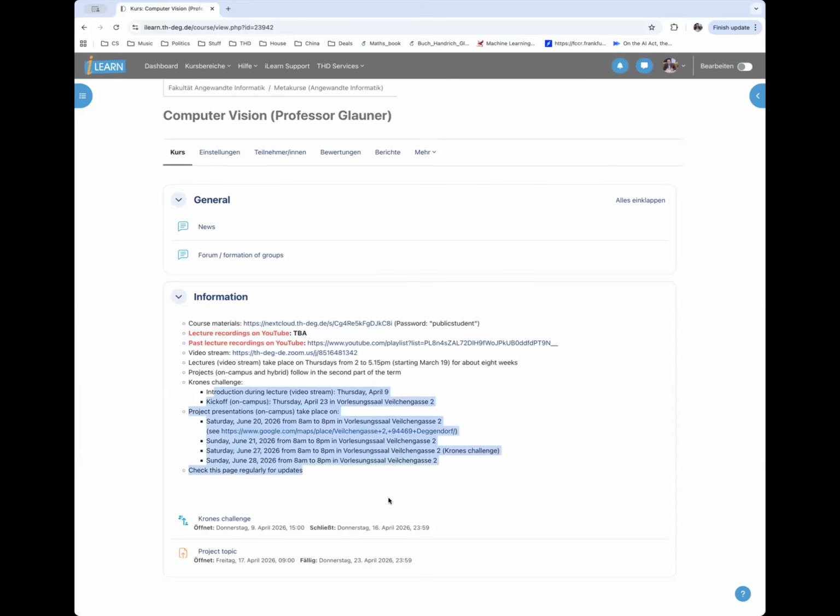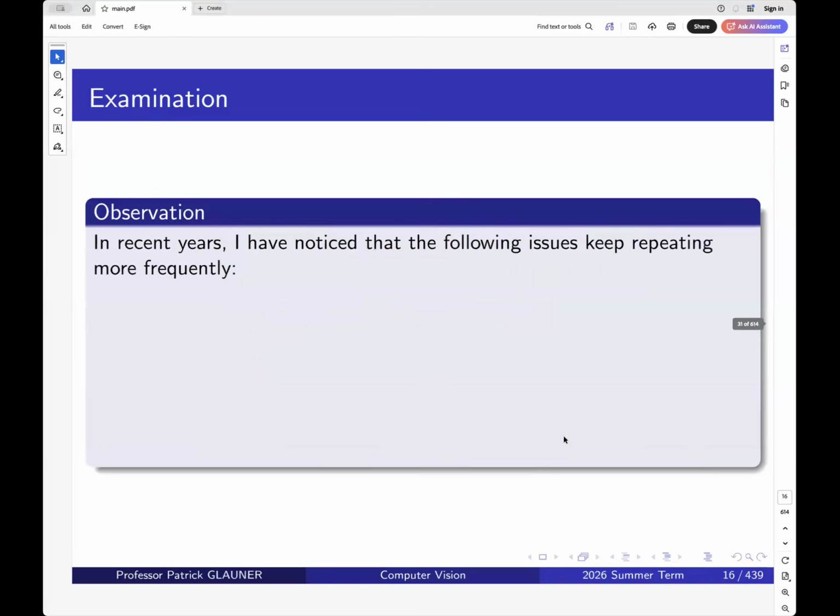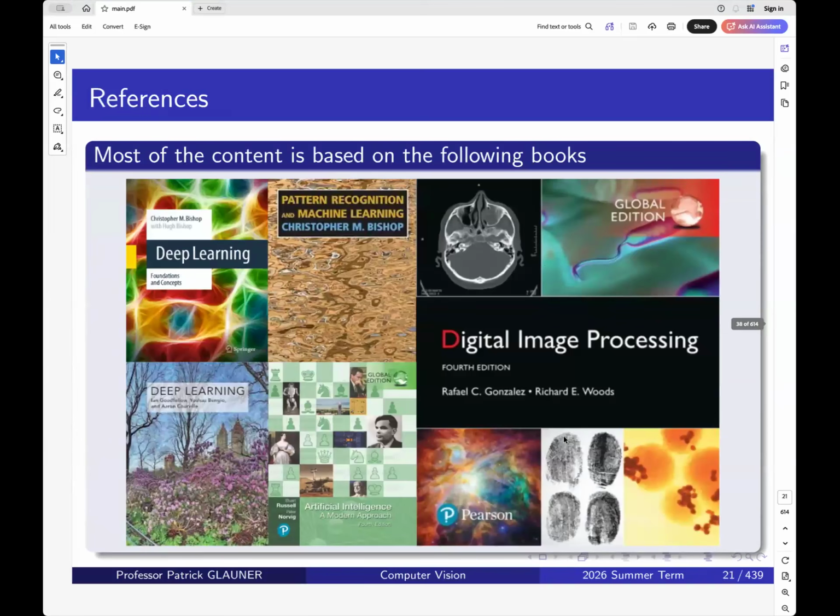Here are also the dates when we will have the presentations that I just mentioned. And later in the term, you can pick whether you want to be in the Kronos challenge or submit your project topic also through this iLearn course. So it's all focused in here. You'll find all the relevant information as well as the slides. And the marking is something we'll discuss in a few weeks, because we first need to look into the content. And I'll say more about the marking then.